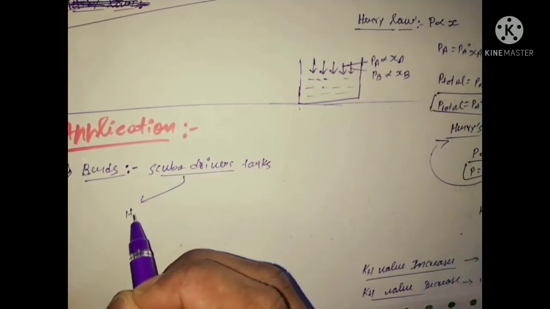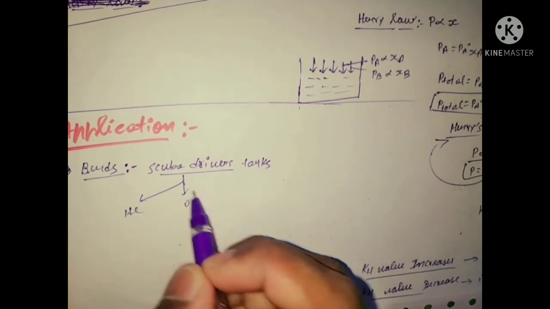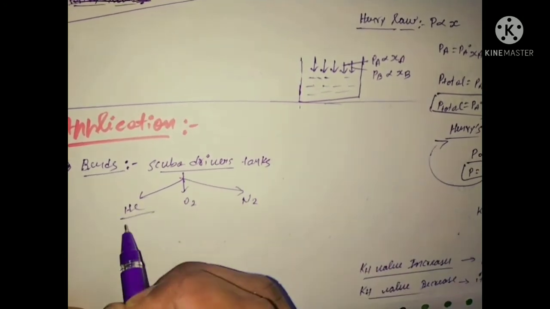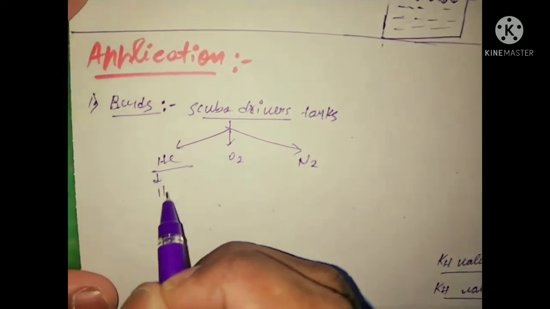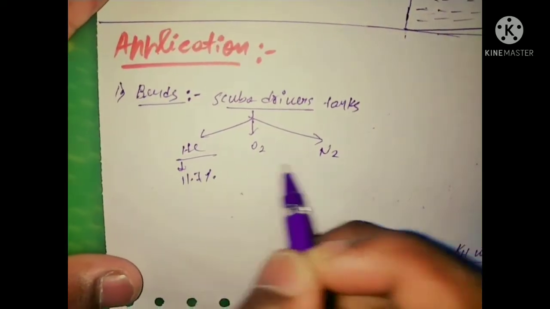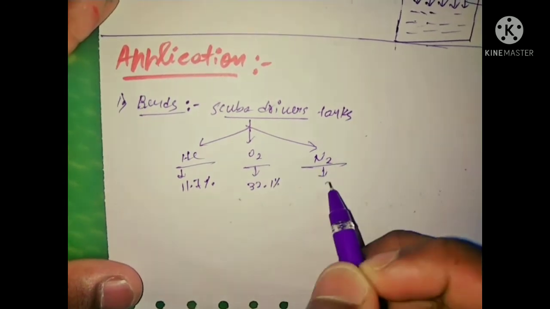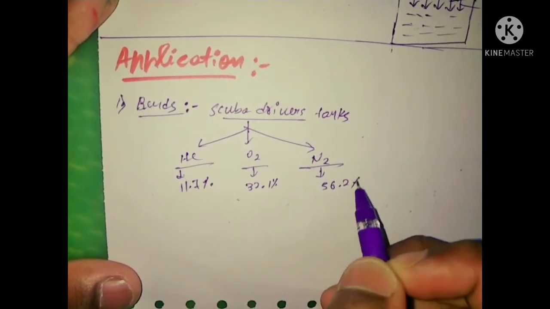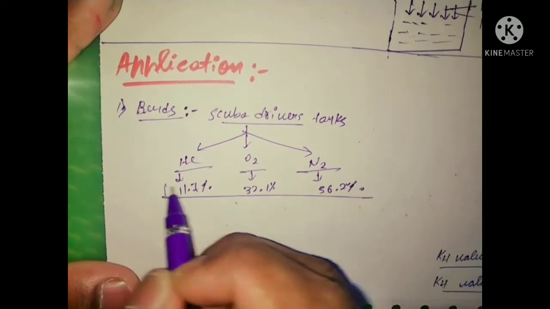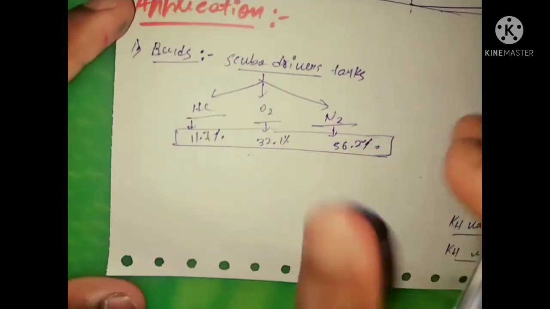helium, oxygen, nitrogen. Helium there is 11.7%, oxygen there is 32.1%, nitrogen there is 56.2%. This percentage is very important. They can ask in MCQs.